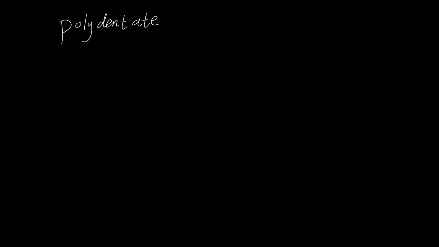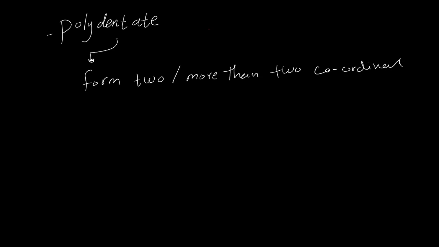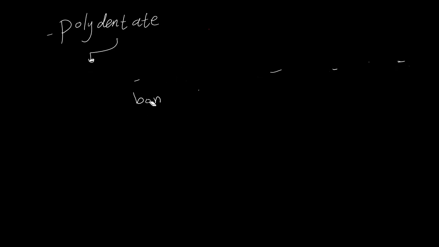The last type of ligand is polydentate ligand. So this ligand can form two, or more than two, coordinate bonds with transition metal ion. Example of polydentate ligand is EDTA, because it can make 6 coordinate bonds. So that's why we call EDTA a hexadentate ligand.